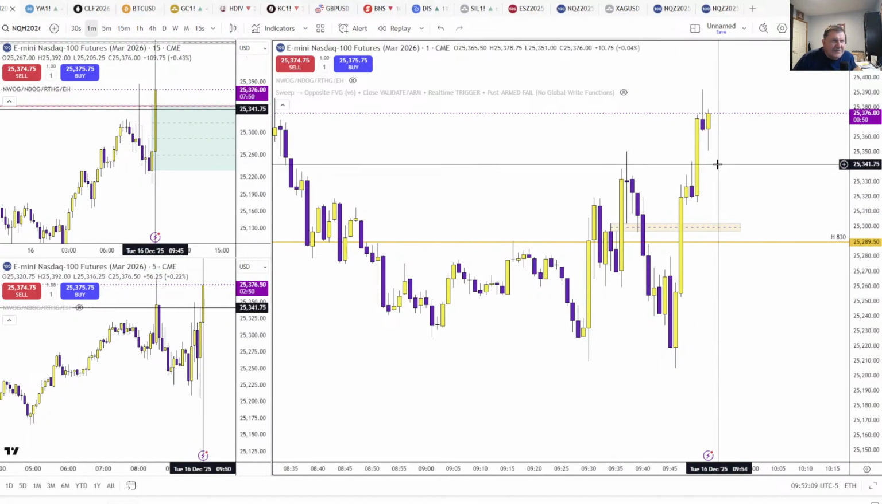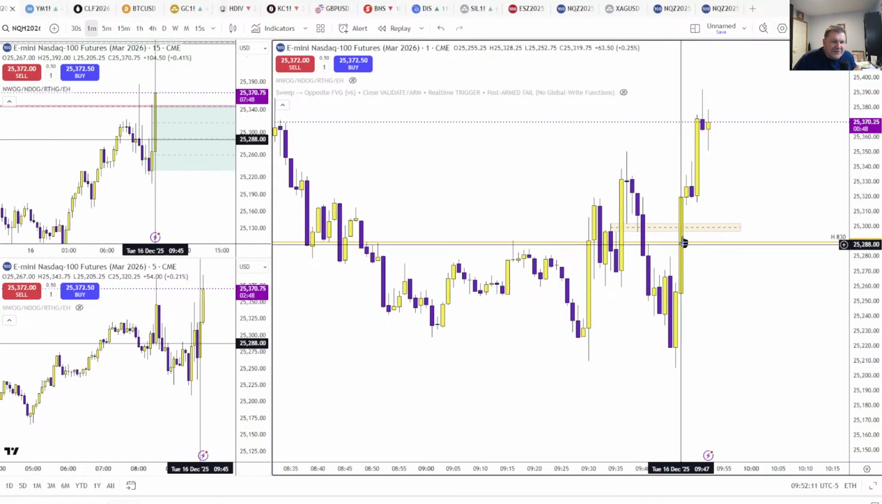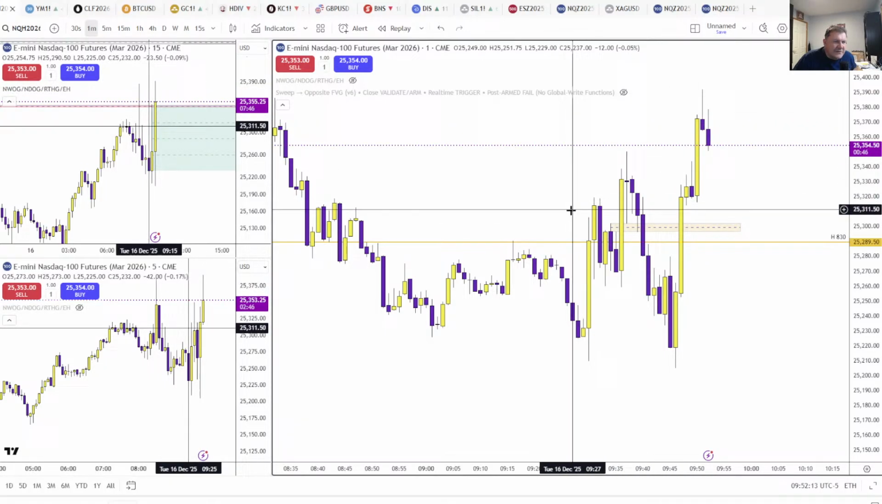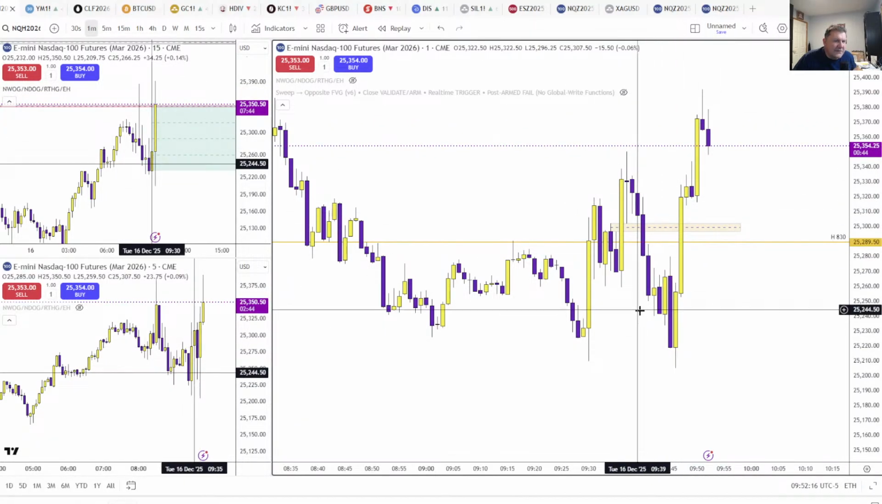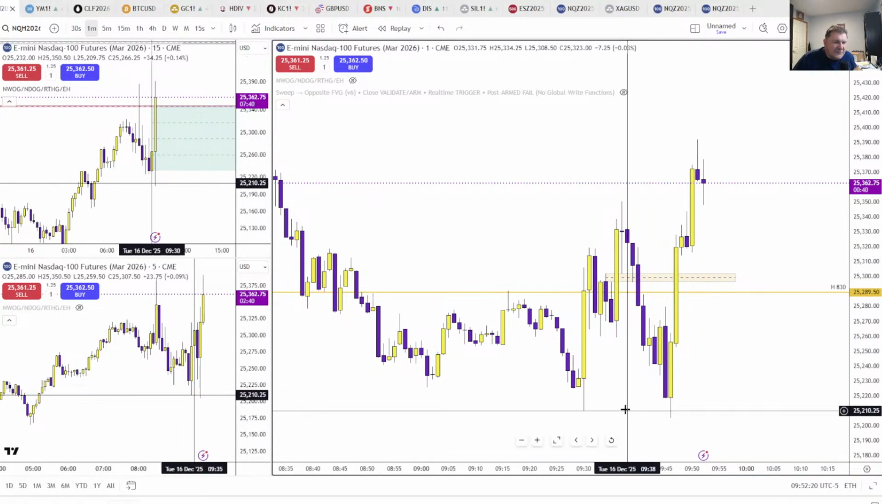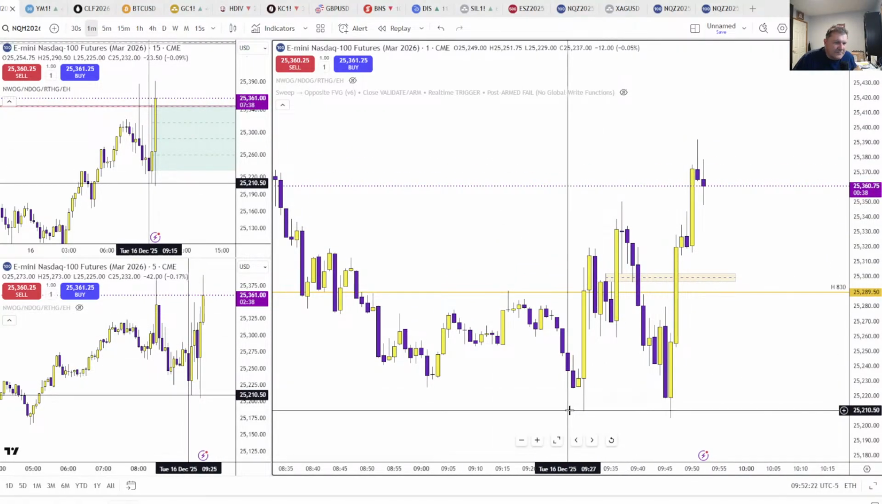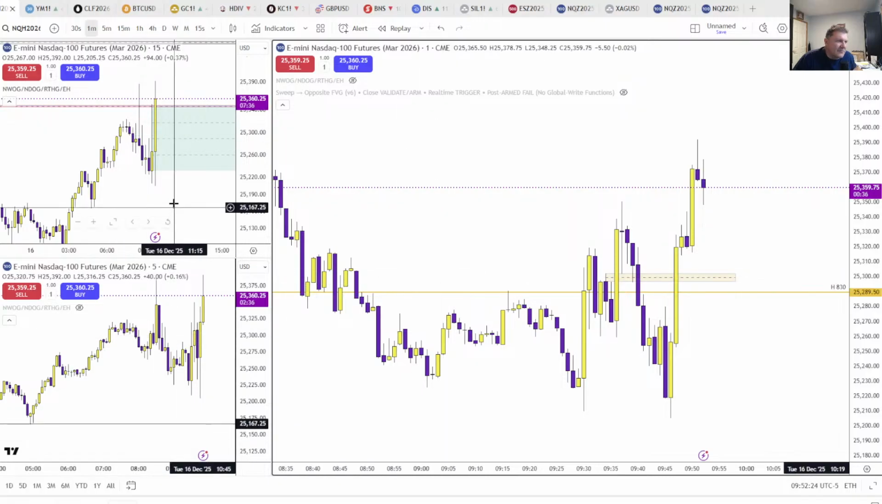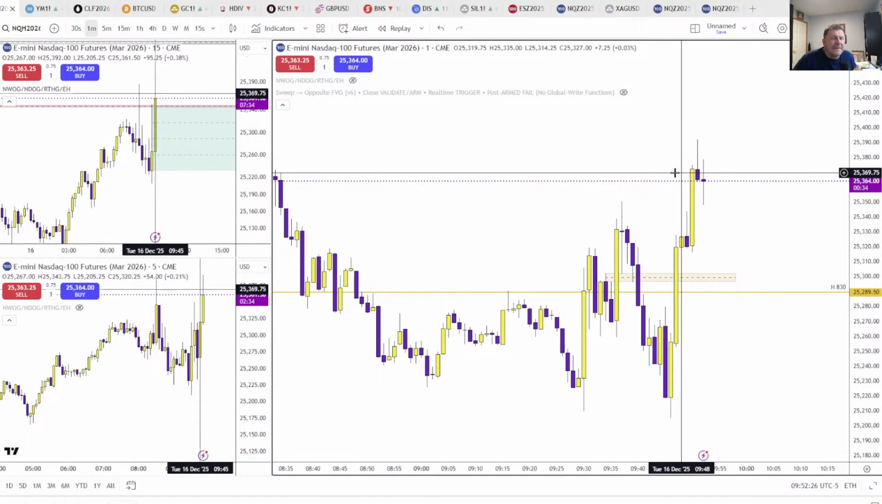So you can see how many times we didn't even on this level, just decided to leave the town and just ran right by the little kids with their lunch pails. Nobody got on that bus. Unless you did a turtle soup. Unless as soon as it swept it, you were confident it was going to go higher.